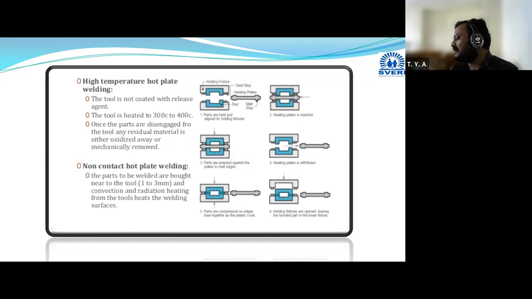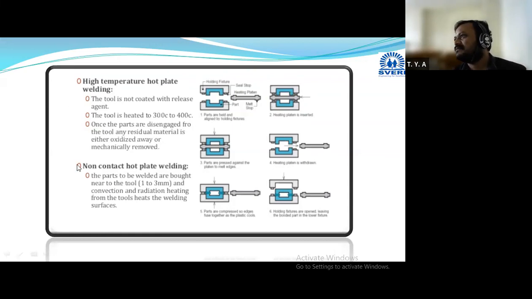Now the question may be, then how is heat created? Then it is through radiation or convection, or, as I have already explained, the concept of electromagnetic heating. In the same way that heating is done. What you have to understand here is that in non-contact hot plate welding, there is no direct contact between the hot plate or hot tool and the plastic material. And in contact hot plate welding or high temperature hot plate welding, there will be direct contact between the hot plate and the plastic material to be joined.